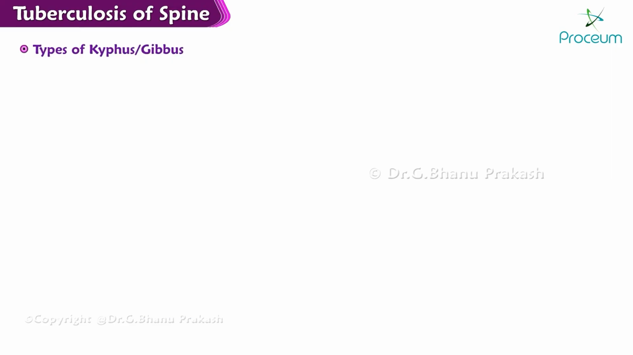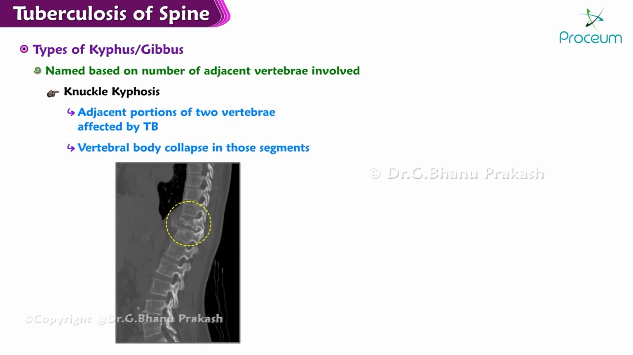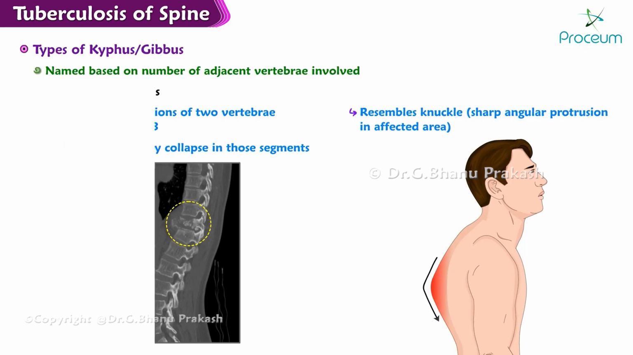Types of kyphus, gibbous. When spinal tuberculosis, Pott's disease, leads to vertebral collapse, it can result in different types of kyphosis, gibbous deformities. These deformities are named based on the number of adjacent vertebrae involved. Knuckle kyphosis. This occurs when adjacent portions of two vertebrae are affected by tuberculosis, resulting in the collapse of the vertebral bodies in those segments. The resulting deformity resembles a knuckle with a sharp angular protrusion in the affected area.